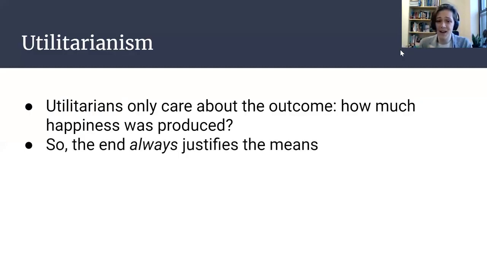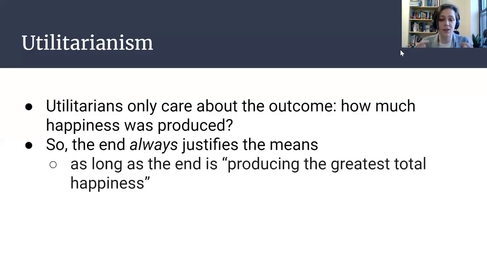And that means that the end always justifies the means, as long as the end is producing as much happiness as possible. If your goal is to produce as much happiness as possible, then the utilitarian doesn't really care how you got there. As long as you made the world a happier place, you did the morally right thing.